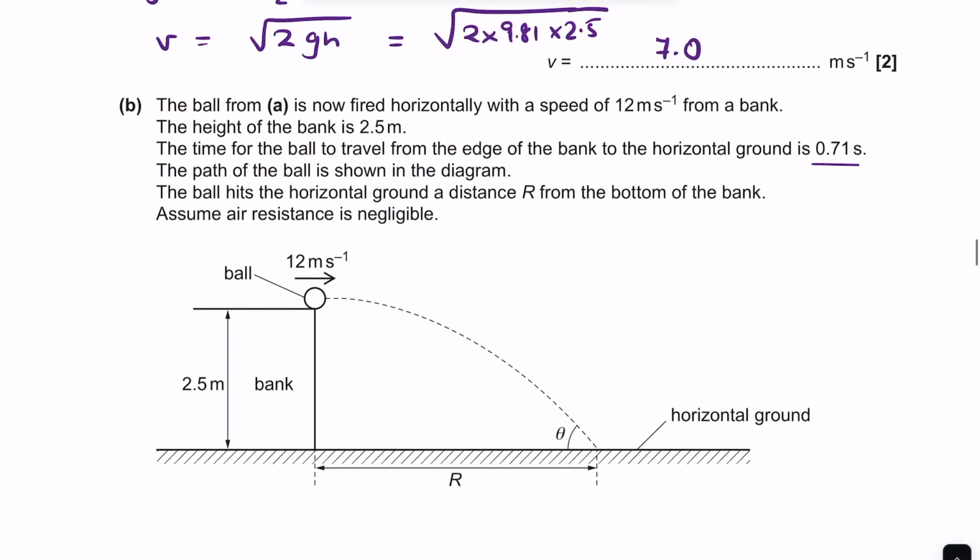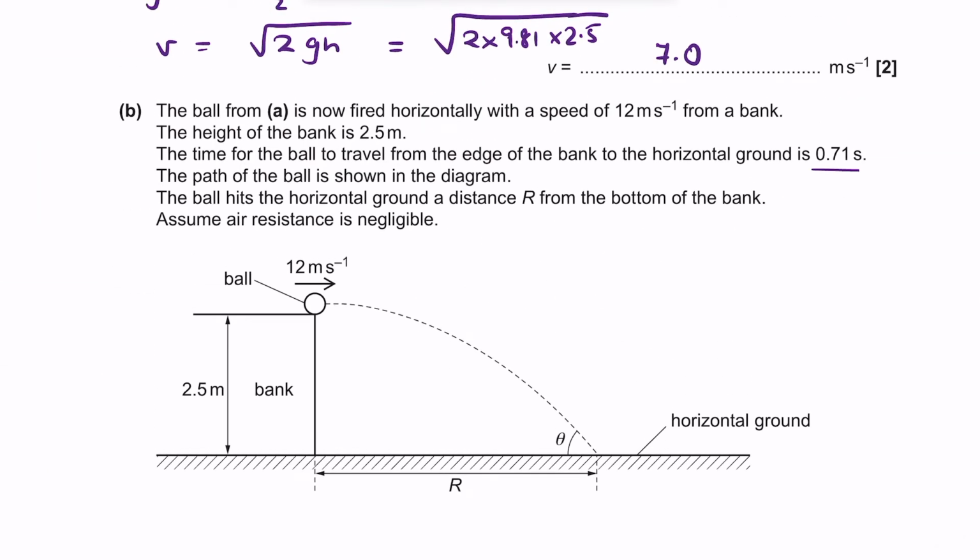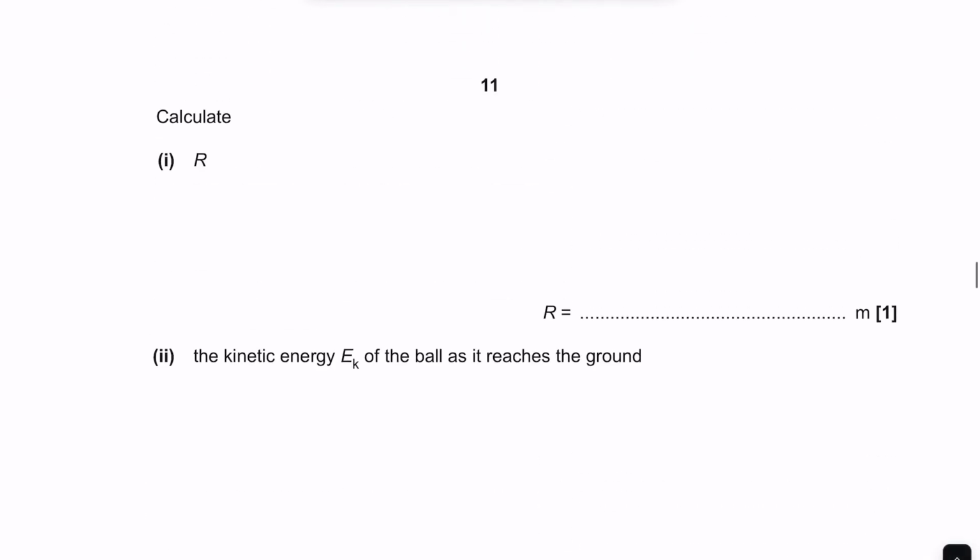So r is based on the horizontal speed, which is 12 meters per second. The time taken is also given to us as 0.71. So r can be calculated as u times t, or 12 times 0.71, which gives me 8.52 meters, and that's that. And then for the next part, we need to calculate the kinetic energy of the ball as it reaches the ground.